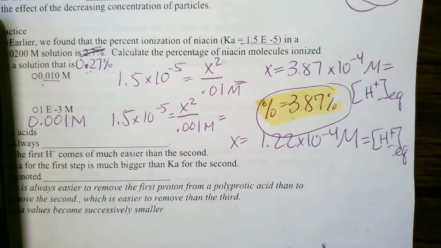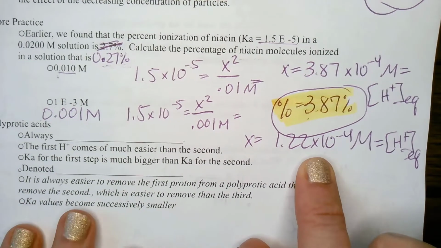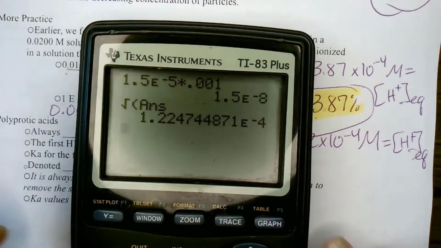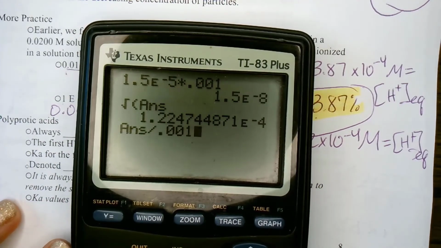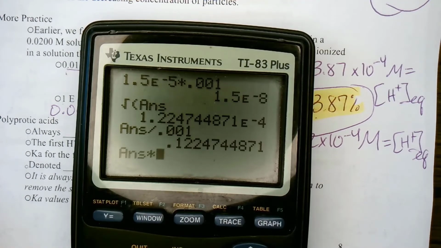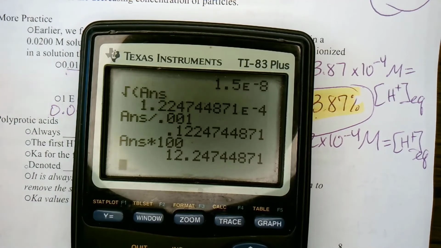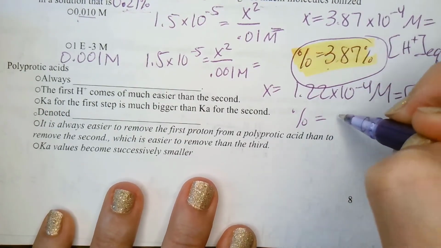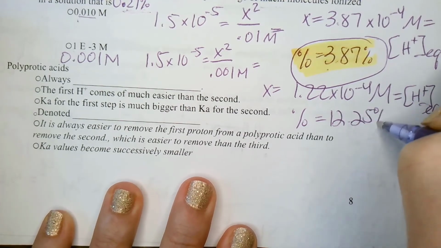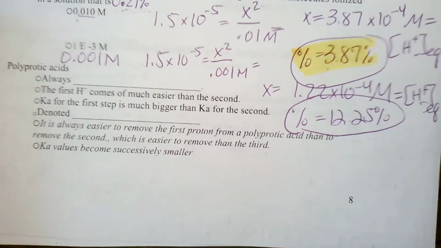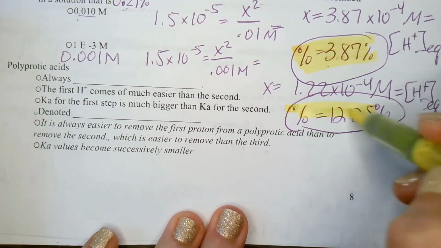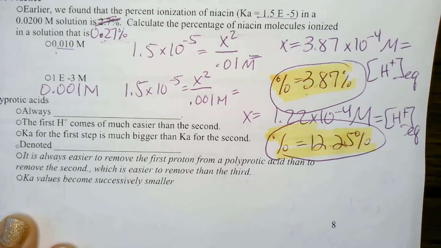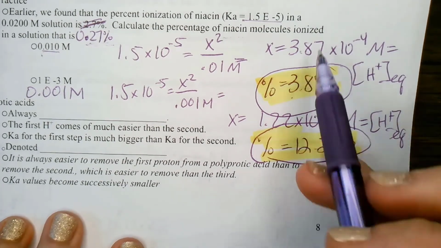molar. And again, that's the concentration of our H plus at equilibrium. So if we were to take this x, that change in concentration, x divided by our initial, so let's take this and divide it by 0.001 and times it by 100. We get 12.25% ionized. Notice that difference just by changing by a factor of 10 dilution.